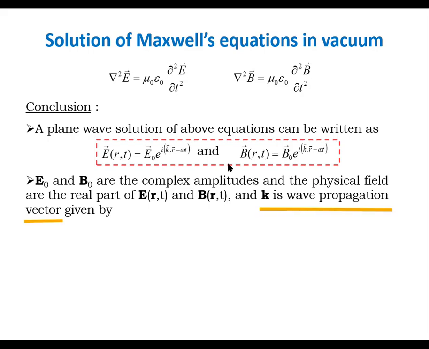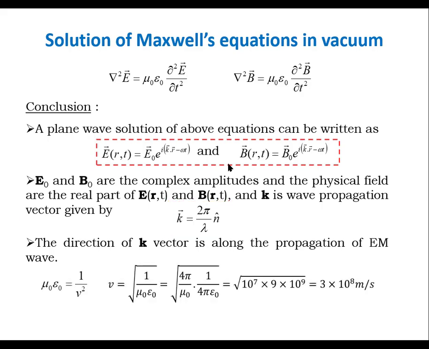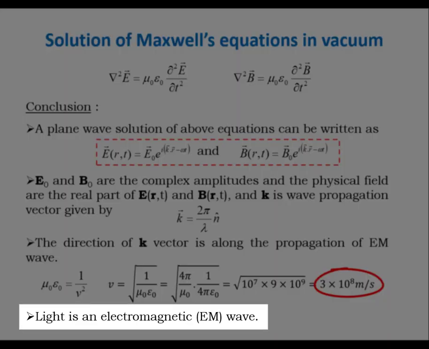And K is known as the wave propagation vector, given by this. The direction of the K vector is along the propagation of the electromagnetic wave. Let us find the velocity of this electromagnetic wave, since we have the values of the coefficients epsilon naught and mu naught. This comes out to be the velocity of light, 3 times 10 to the power 8 meters per second. By this, one can conclude that light is an electromagnetic wave.